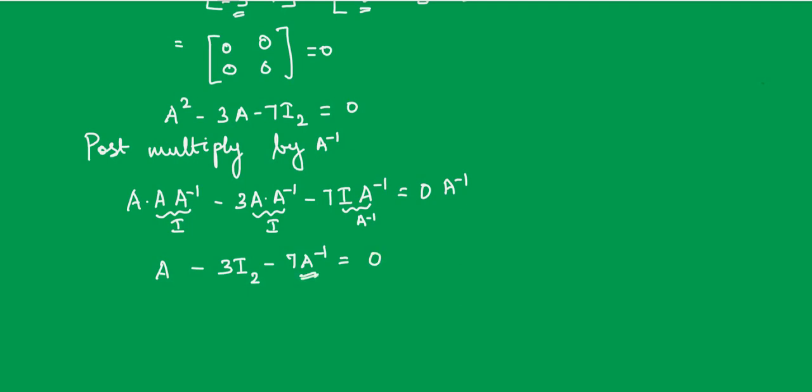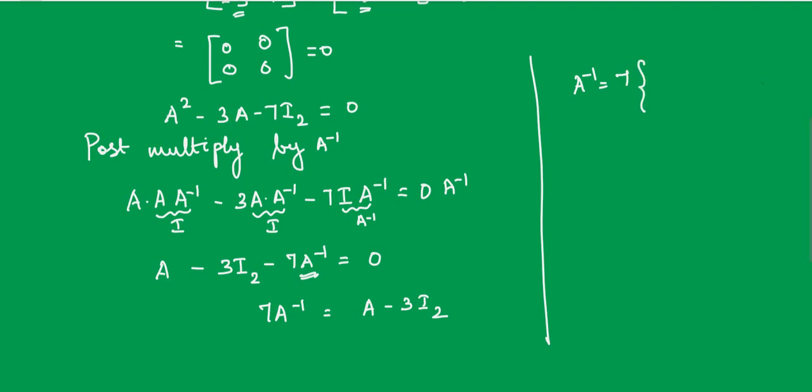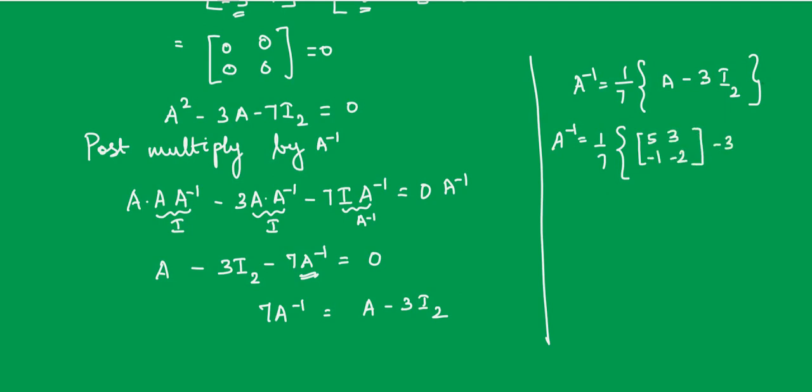Now we are going to find only A inverse. So I can take this term to the right, and write it as 7 times A inverse is equal to A minus 3I2. Or it can be written as A inverse is equal to 1 by 7 times A minus 3I2. Now A inverse is equal to 1 by 7 into the A matrix, which we know is 5, 3, minus 1, minus 2, minus 3 times the identity matrix 1, 0, 0, 1.